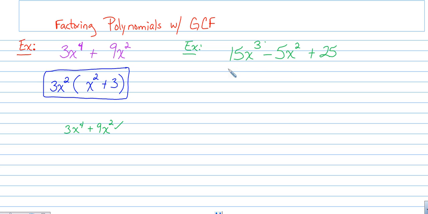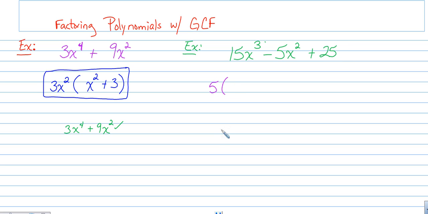So, what goes into 15, 5, and 25? You've got to check all 3 of them, not just 2. And if you look, they all end in a 5, so 5 must be the greatest common factor. So you pull out a 5. Do they all have an x? No, they don't. So you can't pull out an x. Yes, this one has an x, and this one has an x, but this one does not. They all don't have it in common, so you cannot pull it out.